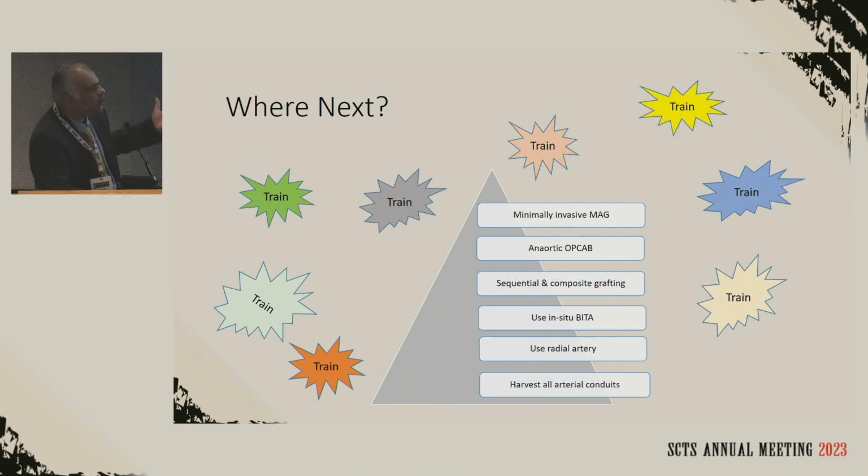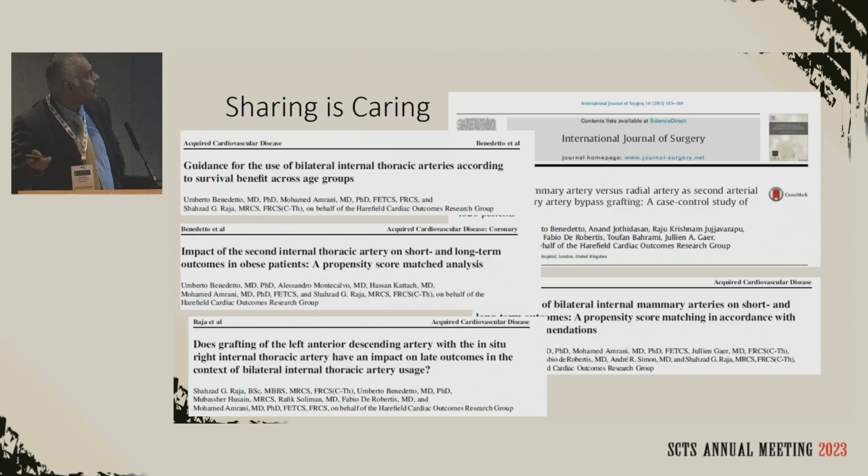And basically, this pyramid shows you that surgical revascularization is a very complex field. It should be a subspecialty. Unless we all agree and accept it as a subspecialty, we'll not be able to increase the uptake of arterial grafts. And of course, sharing is caring.